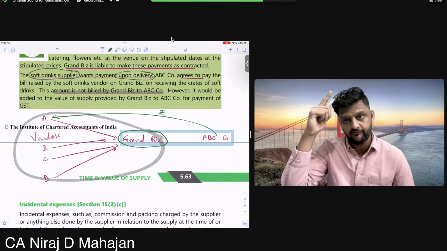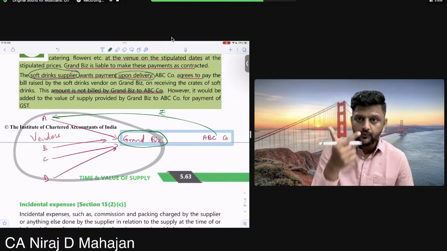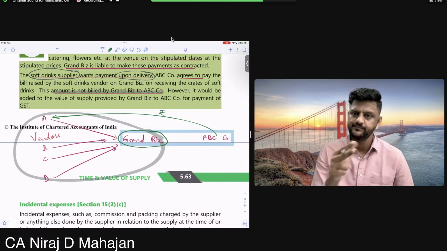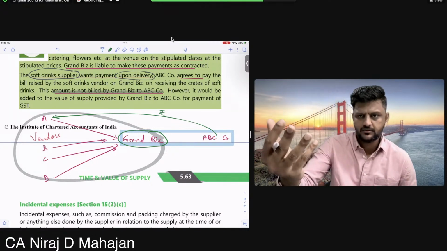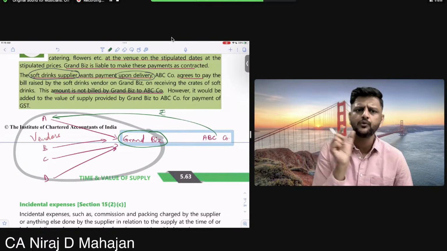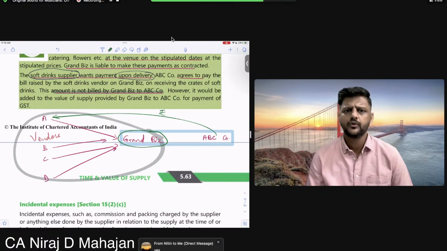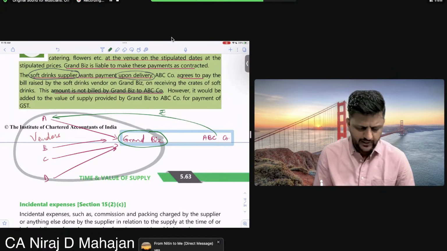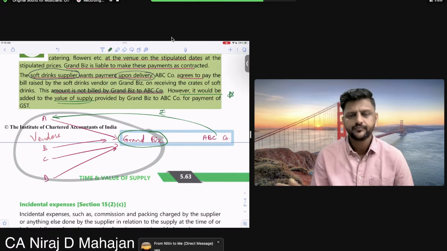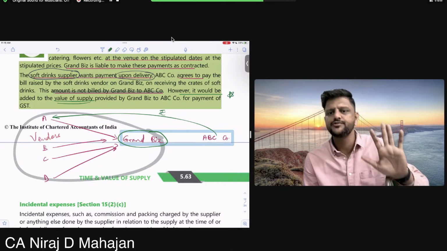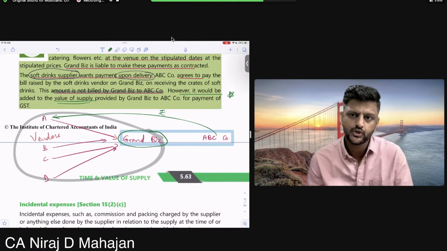For ABC company, vendor A is a third party. So payment to a third party against which the supplier was liable to pay in connection to supply. Understood or no? Since ABC has already paid the money in respect of the supply, that amount will again not be charged by Grandbiz to ABC. All of you okay till here? Okay. However, look at the wordings. However, it would be added to the value of supply provided by Grandbiz to ABC for the payment of GST. For the value of supply, we will add. Clear till here? Understood or no?